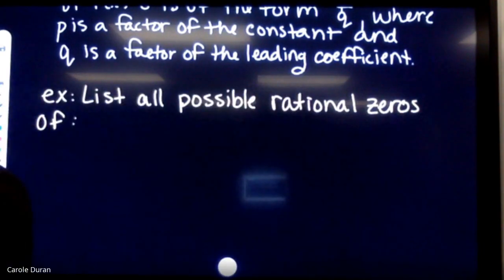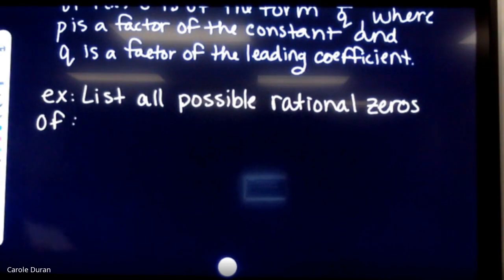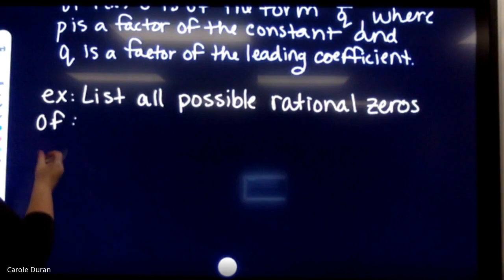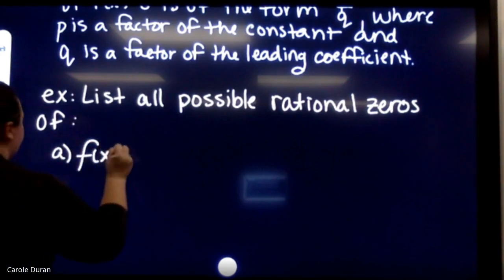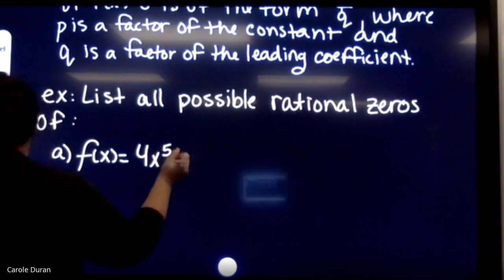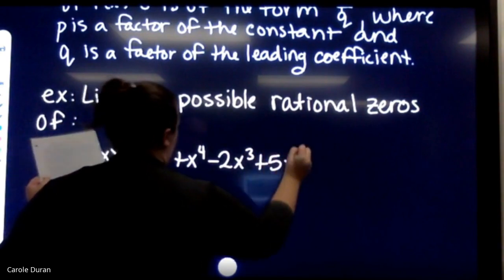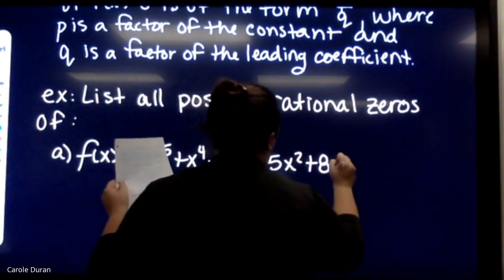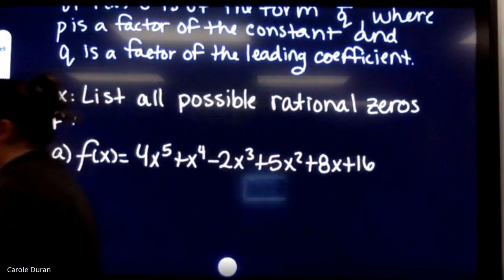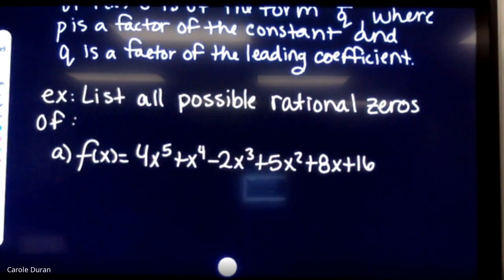So what we're going to be doing is finding all possible rational zeros for a given polynomial. Our first example is going to be the polynomial f of x equals 4x to the 5th plus x to the 4th minus 2x cubed plus 5x squared plus 8x plus 16.